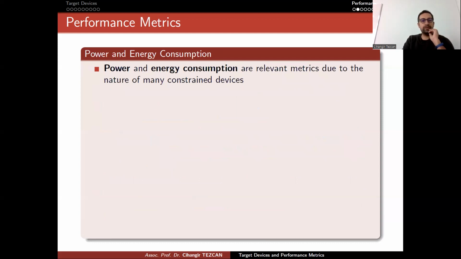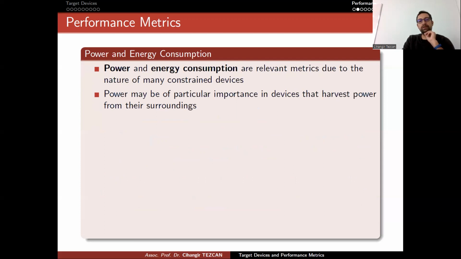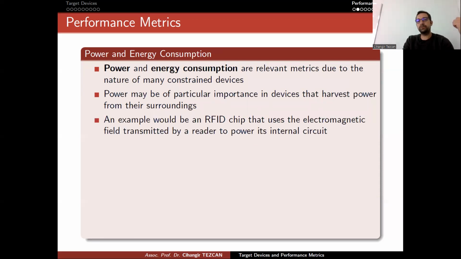So let's first look at power and energy consumption. Power and energy consumption are relevant metrics due to the nature of many constrained devices. Power may be of particular importance in devices that harvest power from their surroundings. So these devices don't have their own battery, like smart cards, so they take the energy from the environment. An example would be an RFID chip that uses the electromagnetic field transmitted by a reader to power its internal circuit. Again, we use these devices a lot.